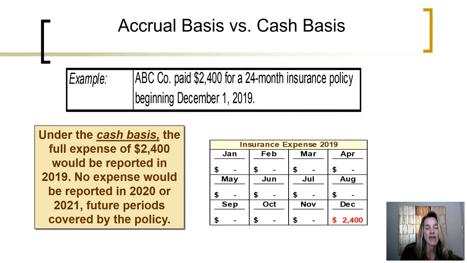An example, if ABC paid $2,400 for a 24-month insurance policy beginning December 1st of 2019, if we were following the cash basis of accounting, the full expense of $2,400 would be recorded and reported as an expense in December of 2019. That means no expense related to insurance would be reported during the years 2020 and 2021. Both of those periods are covered by this policy, so some of that expense should have been recorded in 2020 and 2021, but all of the expense was recorded in 2019.